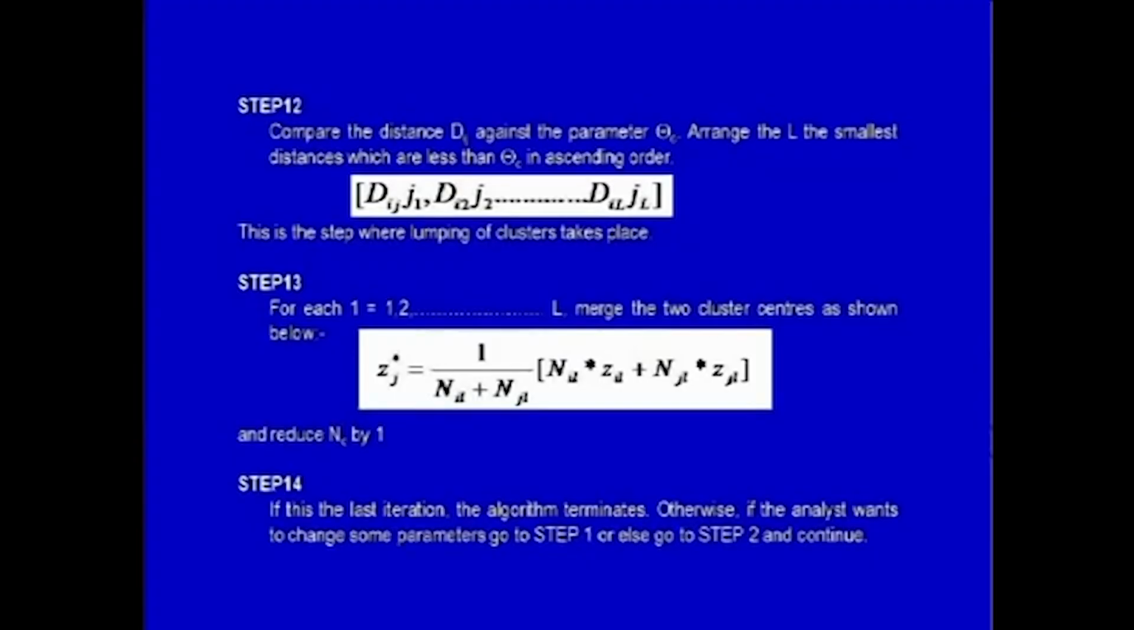The next step decides whether the algorithm is to terminate or go back and refine its data. So, if this is the last iteration, then the algorithm terminates. Otherwise, if the analyst wants to change some parameters, go to step 1, or else go to step 2 and continue.